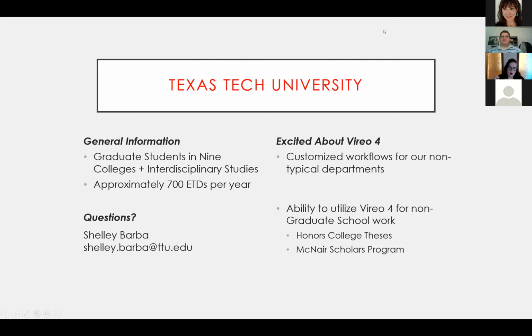We process over 700 ETDs a year, divided into 3 chunks: spring, summer, and fall. And the big issue for us is that in our graduate school, we only have 2 people who evaluate all the ETDs, 1 person for dissertations and 1 person for master's theses. And so they are under an extreme time crunch to evaluate all of these things.